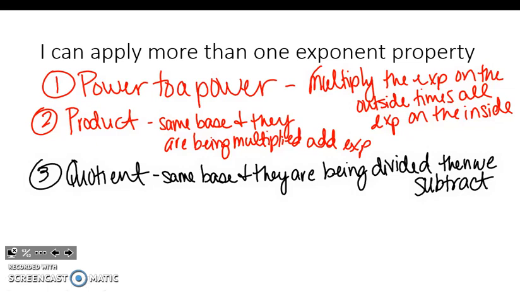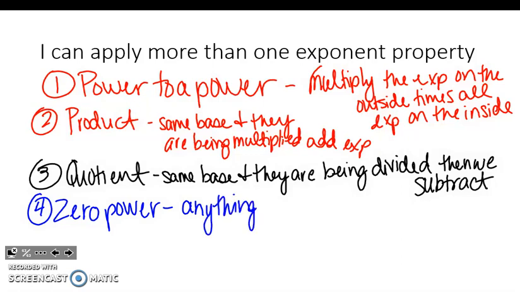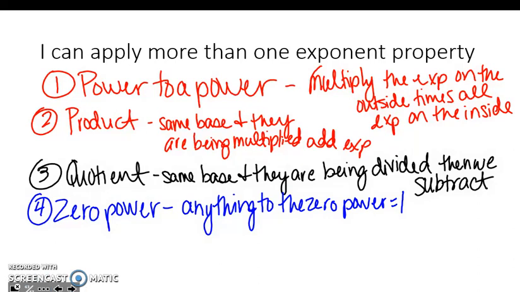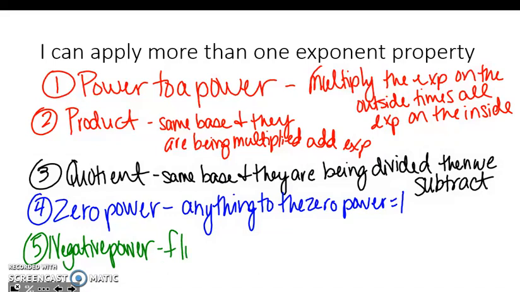And then the fourth one that you're going to take care of is the 0 power. Anything to the 0 power equals 1. And then, of course, the last one is the negative power, and we have to flip it, move it, to make it positive.